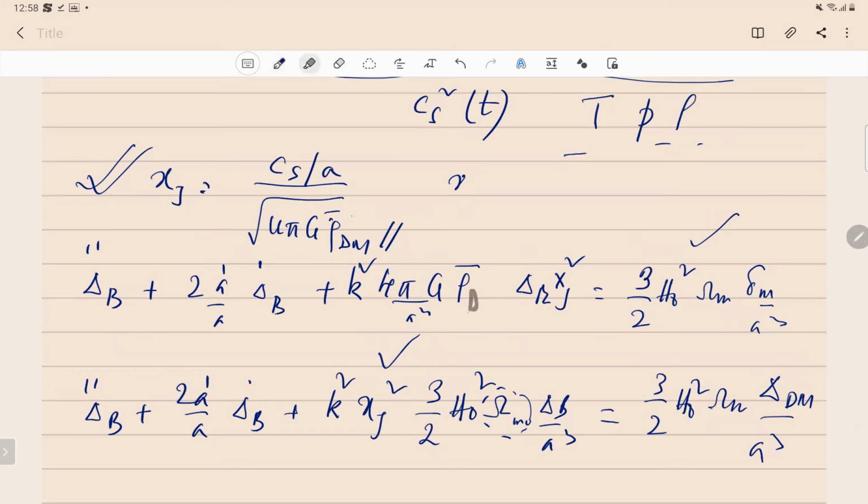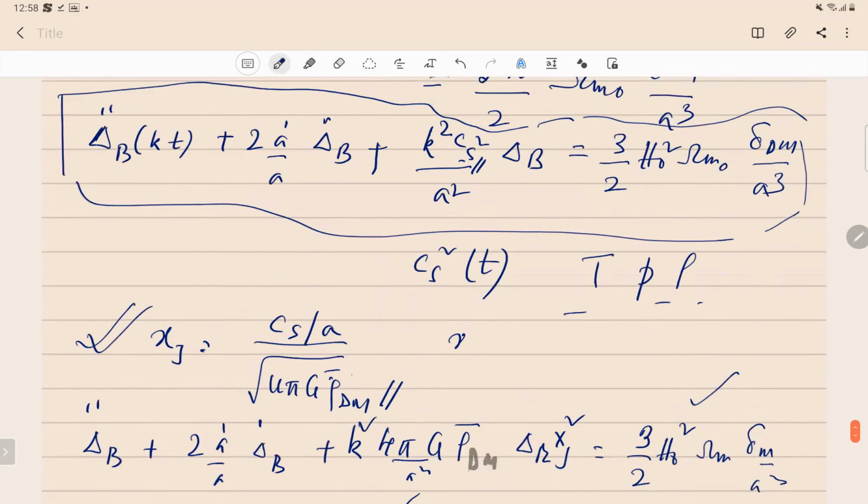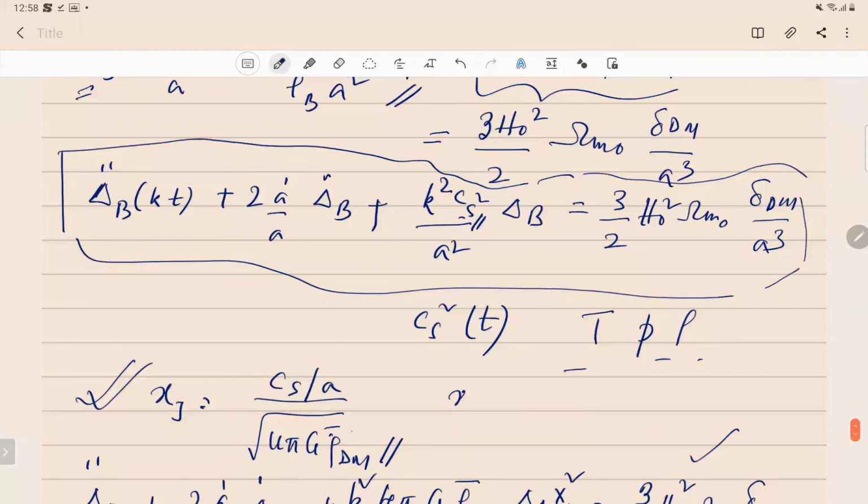Another question by Fazlu: a to the power cube is there in the third term of the LHS. Where? In the third term of the LHS, here in this equation, yes. A cubed term.